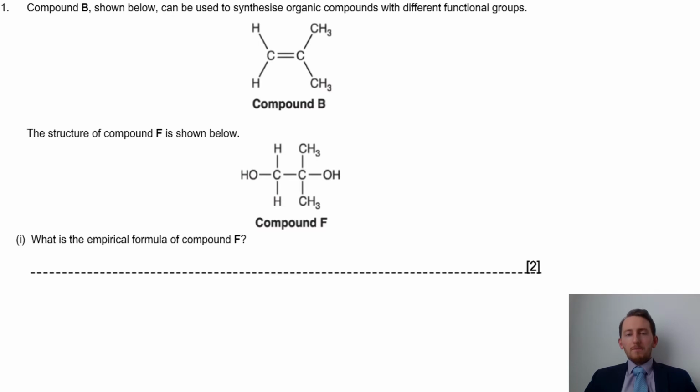First question we have here is we have compound B and compound F, and we're asked what the empirical formula of compound F is. So to start off, all you need to do is add up how many carbons you have, which would be 4, how many hydrogens, which you have 10, and then you've got 2 oxygens. Then simply you can take those values and divide them all down by 2, because the empirical formula is the simplest whole number ratio. So that should give us C2H5O.